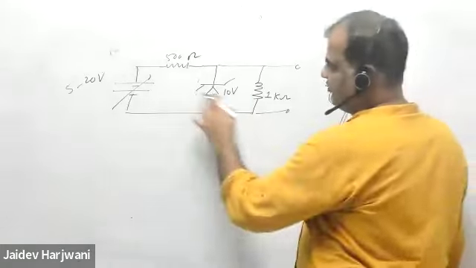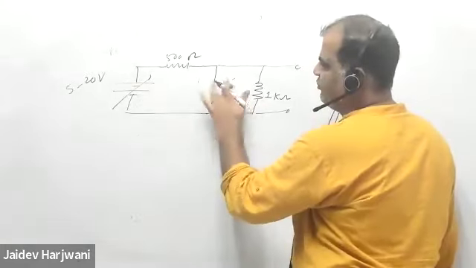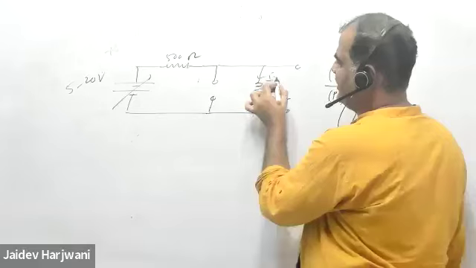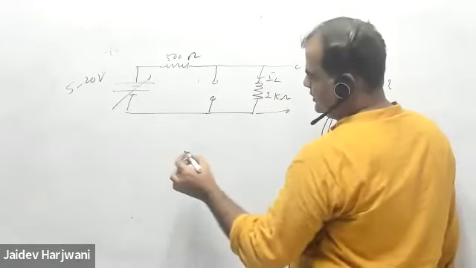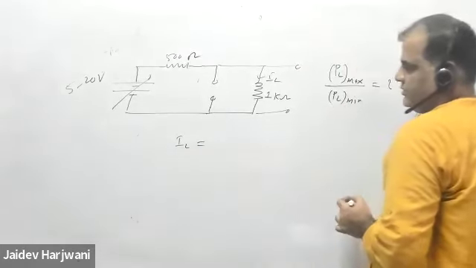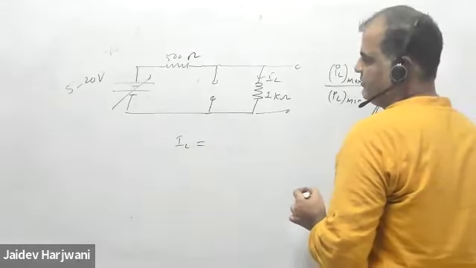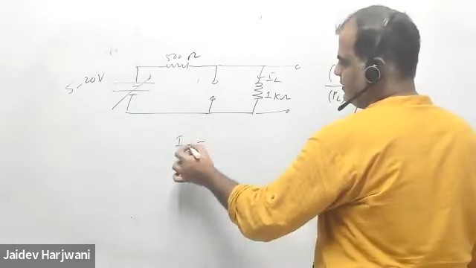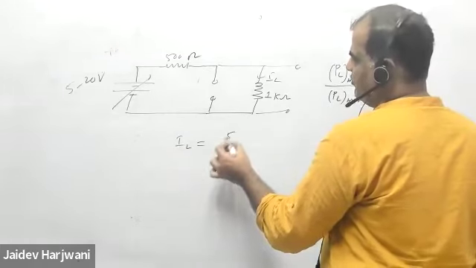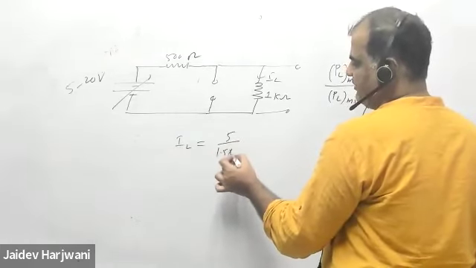So first of all, if I'm applying 5 volt, the Zener is open and I can find what is IL here. So what will IL be? Tell me what is the IL? IL value will be 5 volt divided by 1.5 kilo ohm.